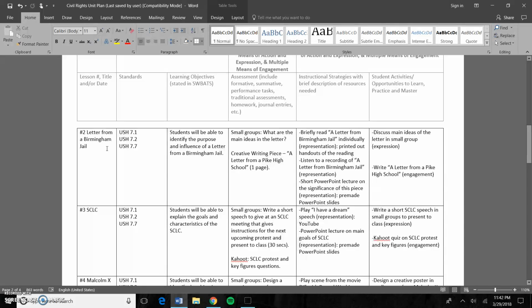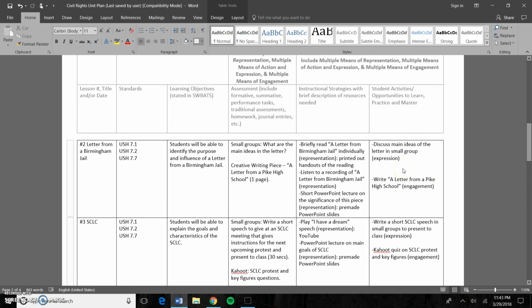Now, our second lesson is Letter from a Birmingham Jail. The students will be able to identify the purpose and influence of this letter. Very influential piece written by Dr. Martin Luther King while he was in a Birmingham jail. The students will open class by briefly reading and listening to the letter, to be able to get both of those senses of the reading.